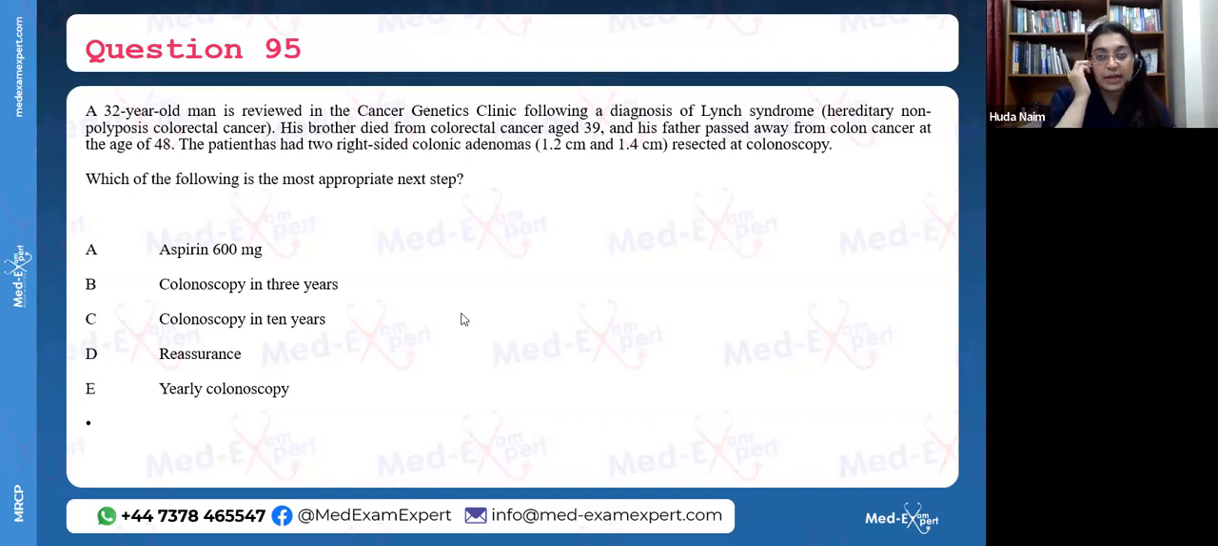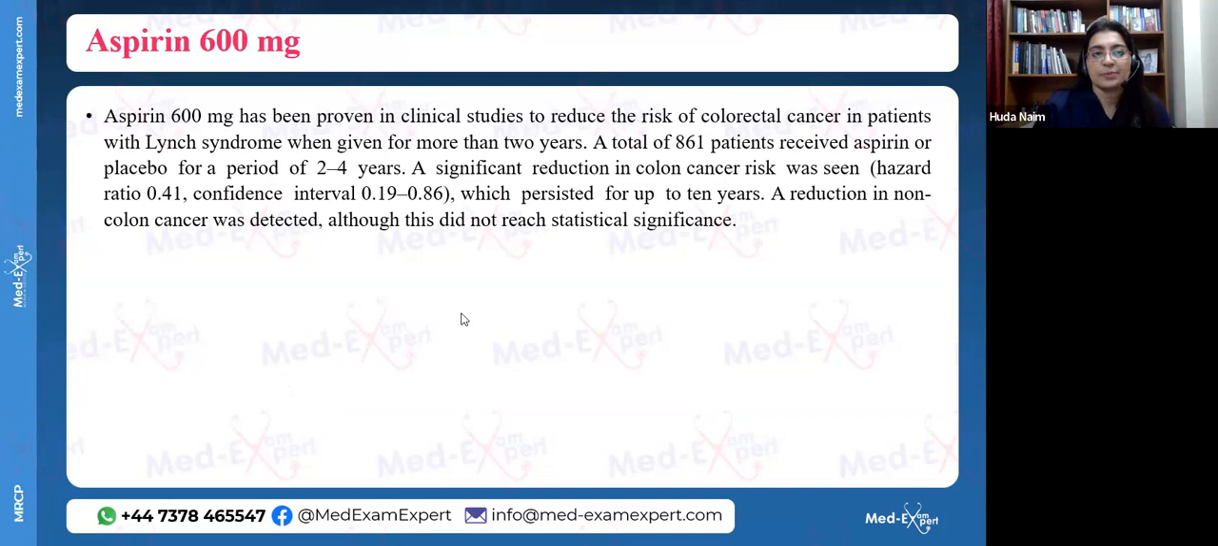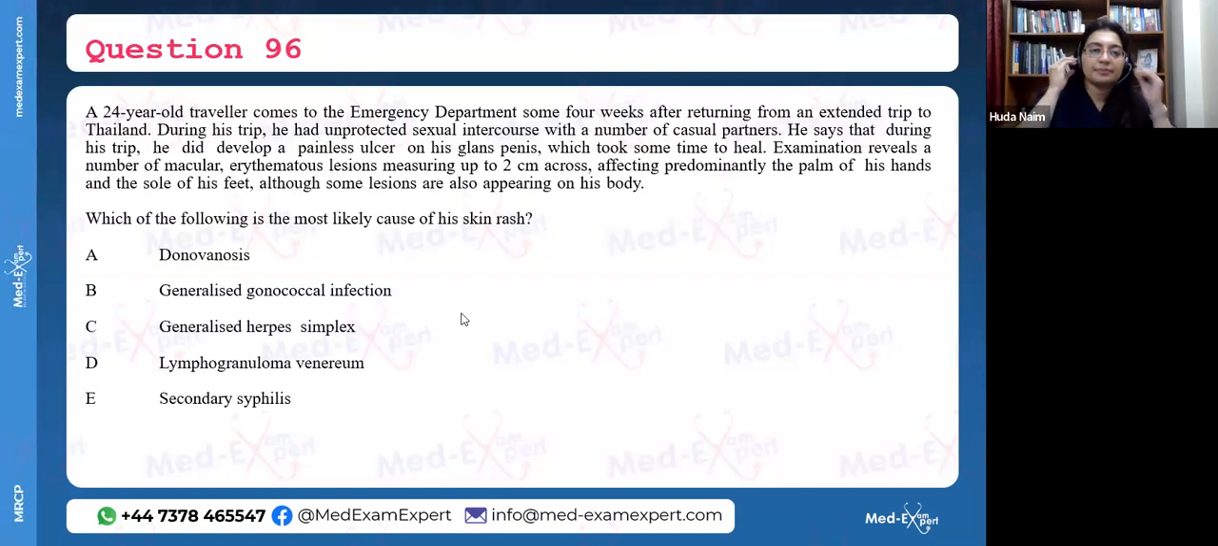So the patient has a diagnosis of Lynch syndrome, which is hereditary non-polyposis colorectal CA, and he has two colonic adenomas. Which is the best next step? The next step is aspirin. It has a protective effect. Aspirin has been proven to reduce the risk of colorectal CA in patients with Lynch syndrome, if it's given for more than 2 years. So this is specific information related to Lynch syndrome. Always keep that in mind.